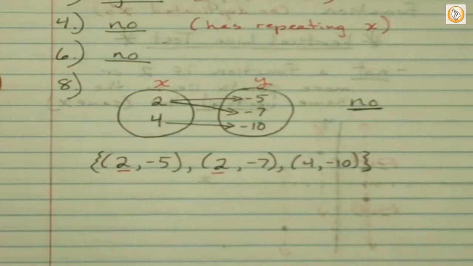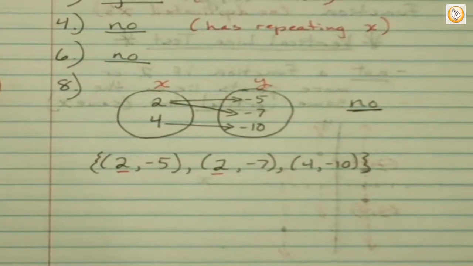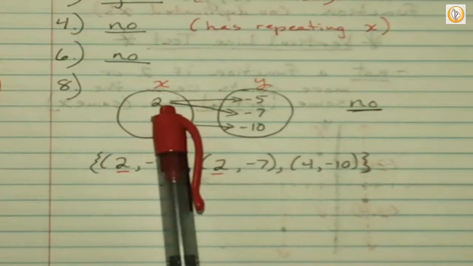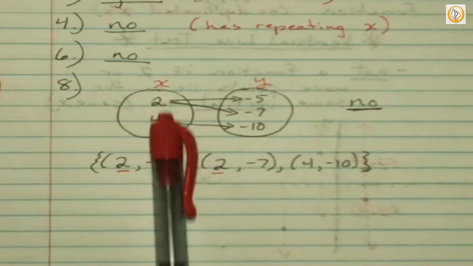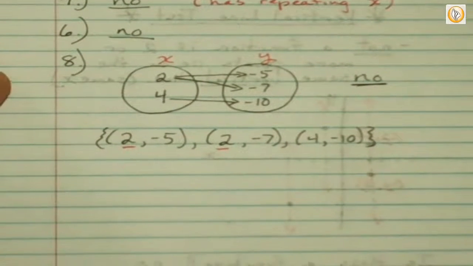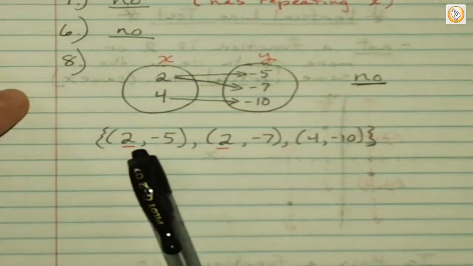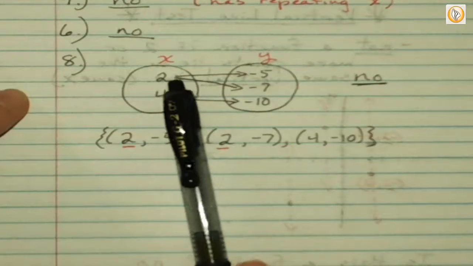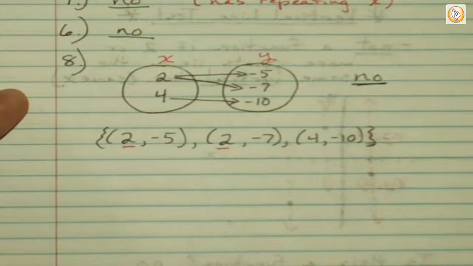Whit, you have a question? I do. So basically, if there are 2 in one circle and then 3 in one circle, then it's always not going to be a function. No. Well, I mean, I guess, yeah. All you're looking for is if any number in the X circle is used more than once, which in this case it is. So because it has a repeating X, the 2 is used more than once, then it is not a function.